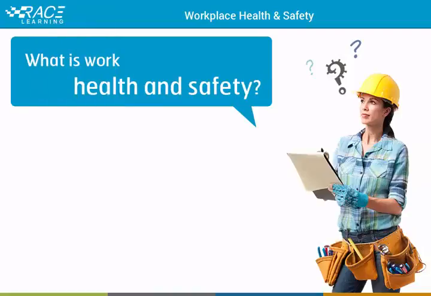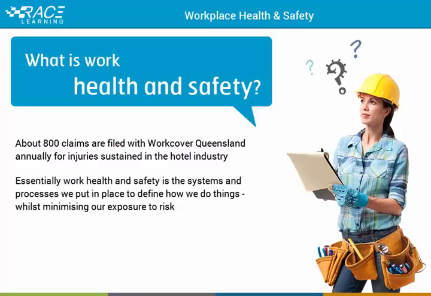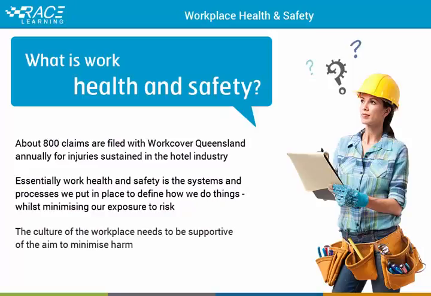What is work health and safety? About 800 claims are filed with WorkCover Queensland annually for injuries sustained in the hotel industry. Essentially, work health and safety is the systems and processes we put in place to define how we do things whilst minimizing our exposure to risk. The culture of the workplace needs to be supportive of the aim to minimize harm.